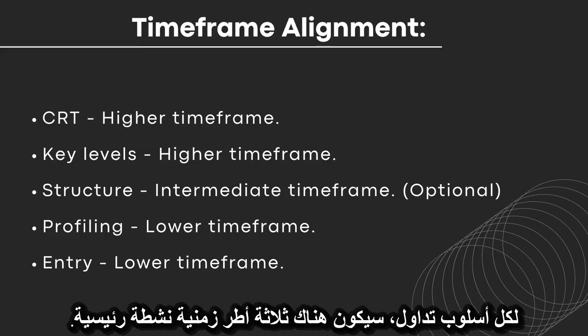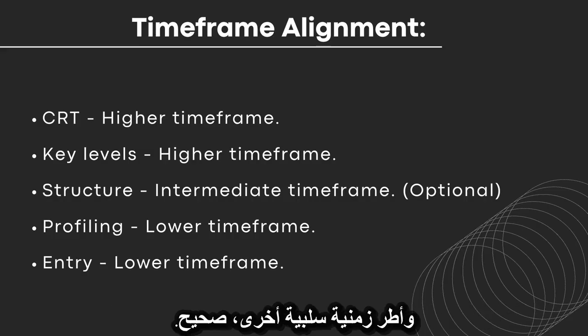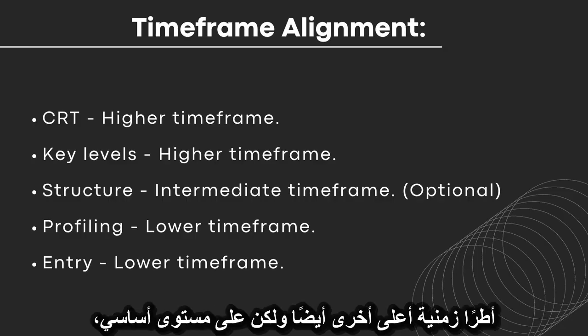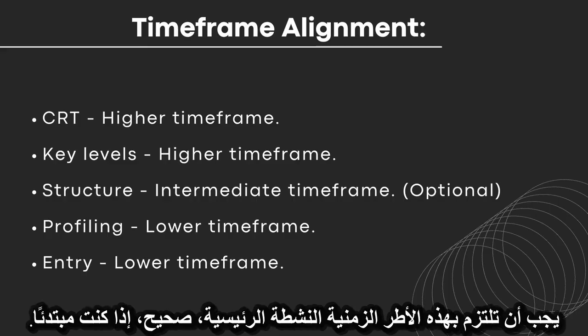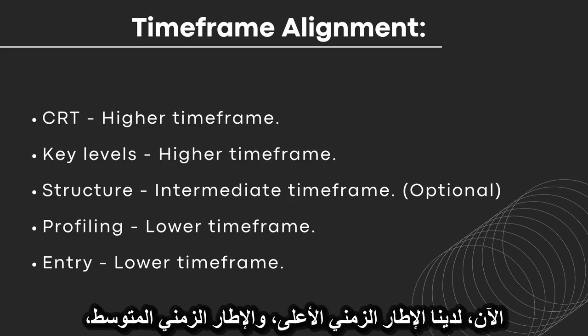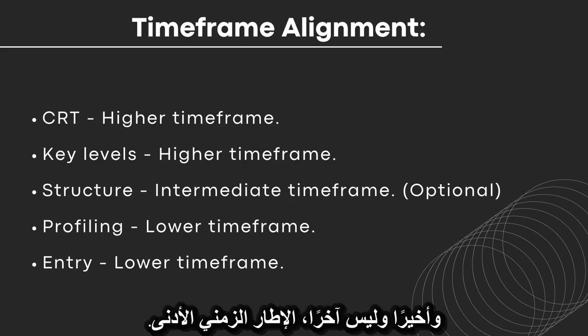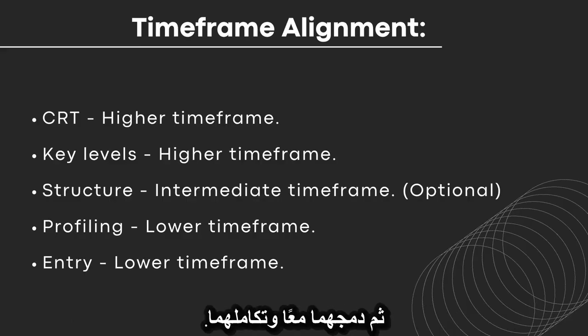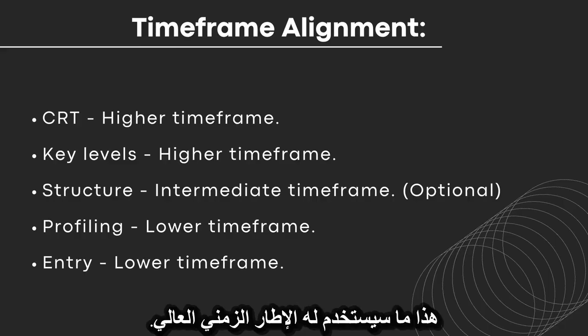For each style of trading, there are going to be three main active time frames and other passive time frames. It doesn't mean that these are the only ones you're going to use. You're still going to use other higher time frames too, but on a basic level, if you're a beginner, you should stick to these main active time frames. We've got the higher time frame, the intermediate time frame, and last but not least, the lower time frame. The higher time frame is going to be used for two functions: finding CRT and finding key levels, and then merging and integrating them together.